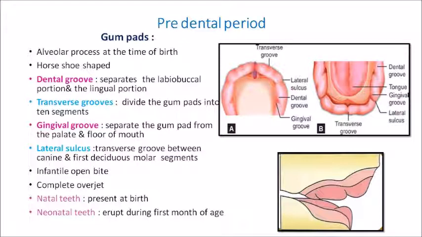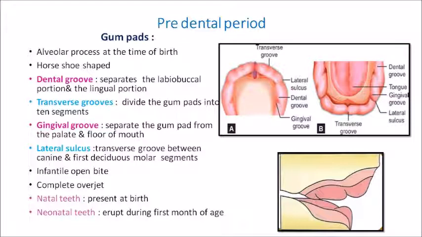What is of more interest to us is the features of the gum pad. I have already mentioned they are horseshoe shaped. Now coming into detail on each of the features. The first one is the dental groove. The dental groove separates the labial or buccal portion and the lingual portion of the gum pads. Now transverse grooves. The gum pads are divided into 10 segments, corresponding to the primary dentition, by transverse grooves. The groove between the future position of the canines and the deciduous first molars is called the lateral sulcus.